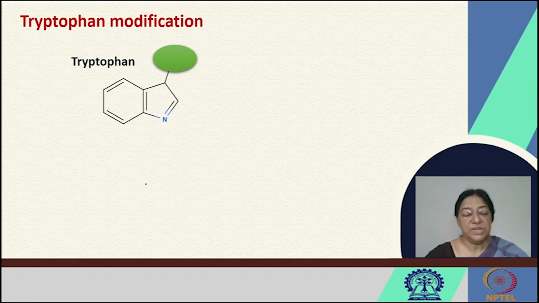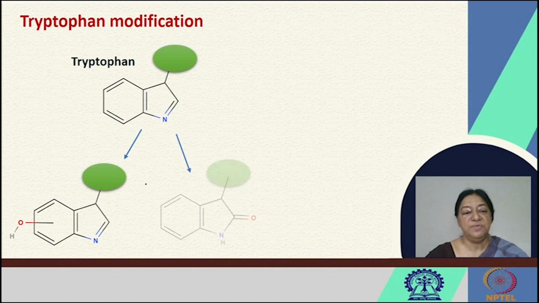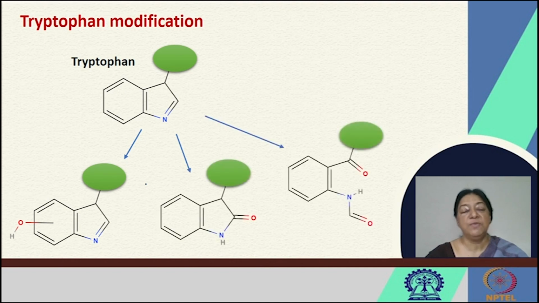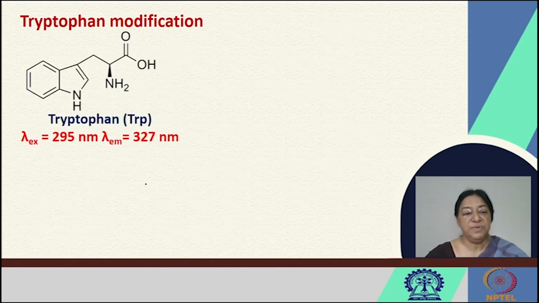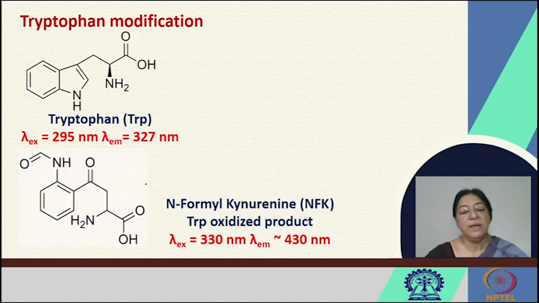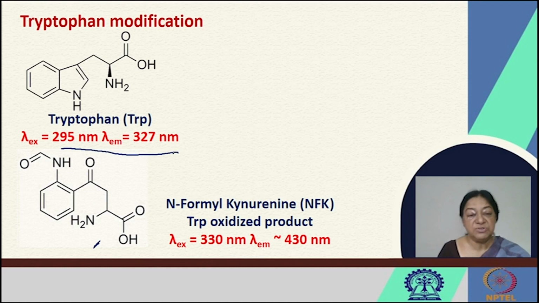In tryptophan modification, we know that tryptophan has an indole moiety as its side chain. Tryptophan modifications can occur due to the presence of reactive oxygen species, giving variations in their structure and a disruption of the indole ring. The tryptophan modifications can give a specific product known as N-formylkynurenine, NFK. This is a tryptophan oxidized product which has the structure shown, and it has specific spectral characteristics.